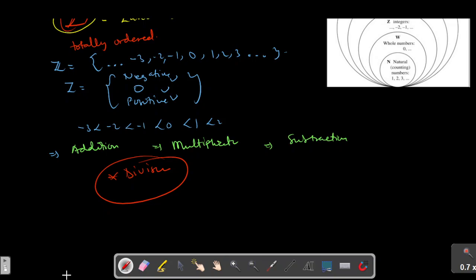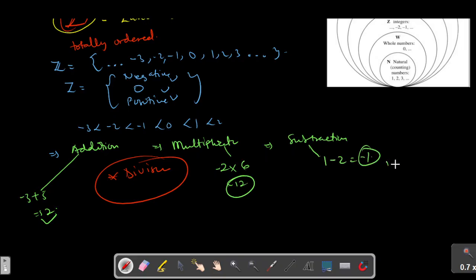Now why addition? Integers are said to be closed under addition simply because whenever you add any two integers, -3 plus 5, that gives me what? 2. 2 is an integer, it's ticked. When I have multiplication, say -2 times 6, I'll get what? -12, and that is an integer, it is closed. Subtraction, if I have 1 minus 2, that gives me -1, an integer, it is closed. Now division is on standby.